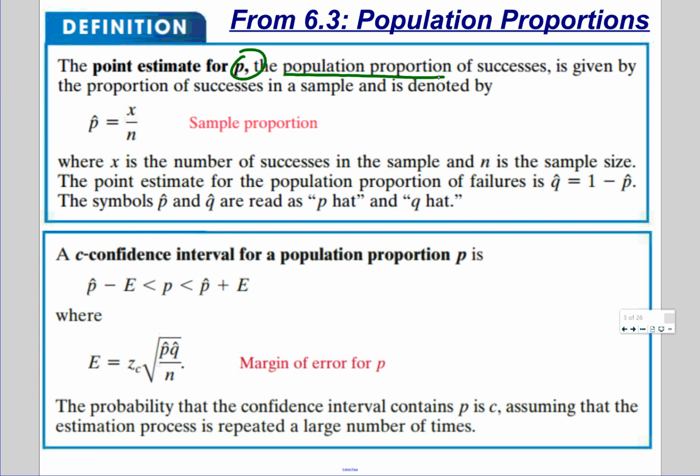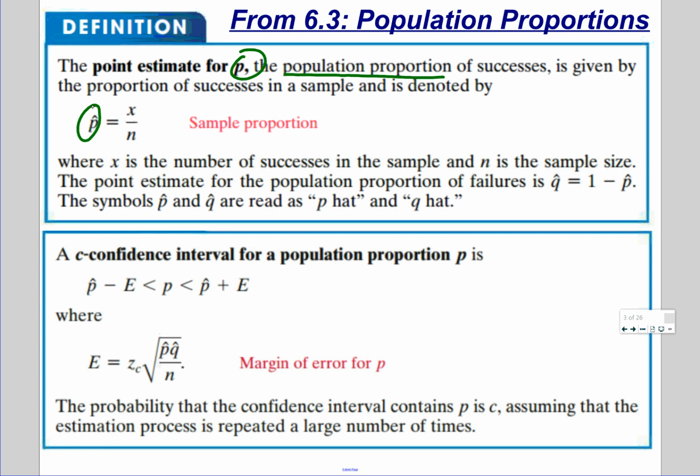P hat is what we call it, has the little caret above it there, is the point estimate for that. So it's the sample proportion. How we calculate a proportion is we take the number of successes that we have, x values, and divide it by the total. So back to that math example of 63% of the population likes math, 63 would be x, people that like math, and 100 would be the population. When we divide the two, we get that 63%.